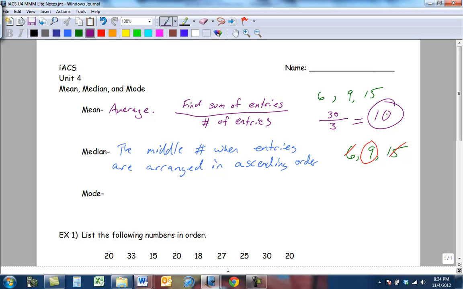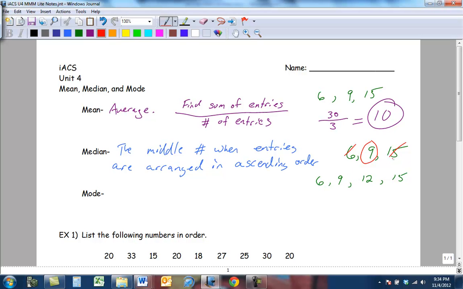That's a little bit different than the average. See how the average was 10? Here it's 9. But here's the thing. What if we had 4 entries? How about 6, 9, and remember, it's got to be in order. So 6, 9, we're going to make 12, and 15. Now, you look at the left and the right end. Remember, it's got to be the middle term.